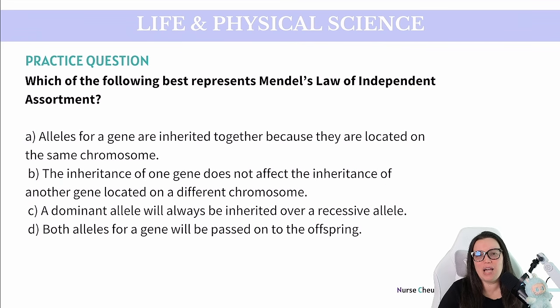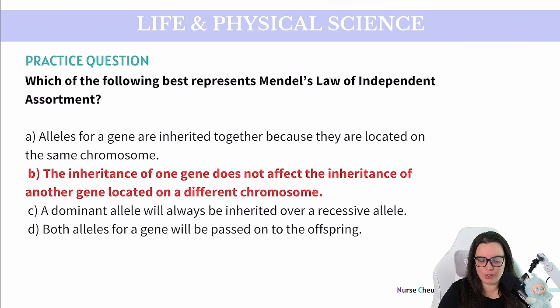Which of the following best represents Mendel's law of independent assortment? Is it alleles for a gene are inherited together because they're located on the same chromosome? Is it the inheritance of one gene does not affect the inheritance of another gene located on a different chromosome? Is it a dominant allele will always be inherited over a recessive allele? Or is it both alleles for a gene will be passed on to offspring? And the correct answer for this is going to be B.